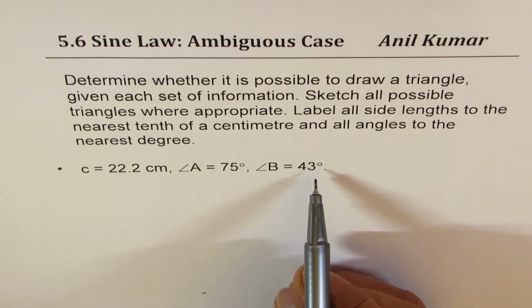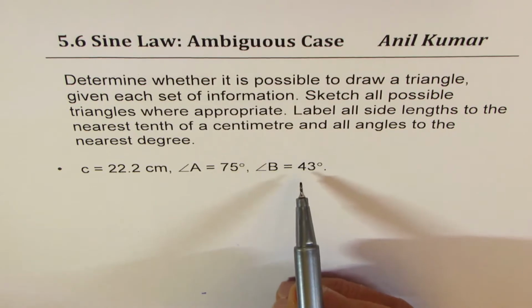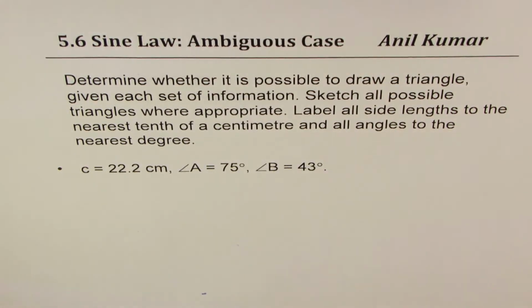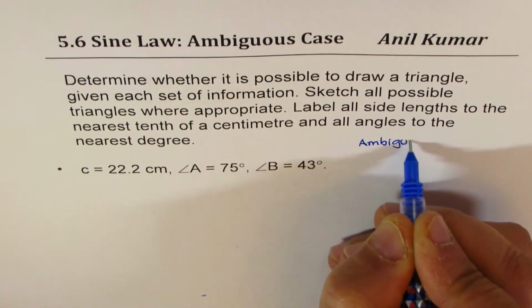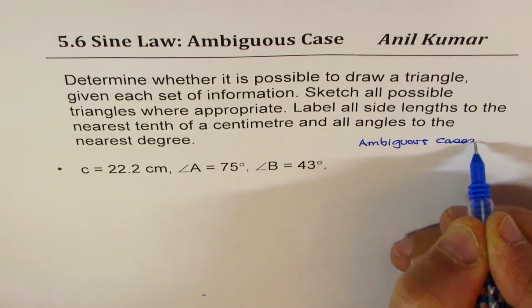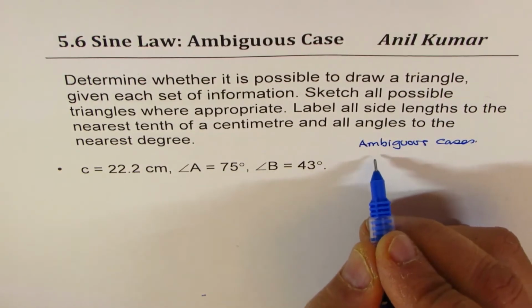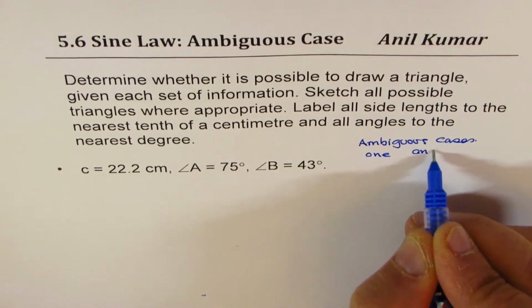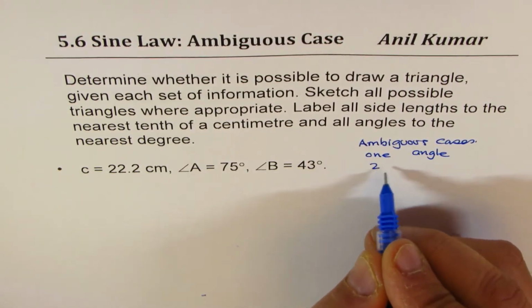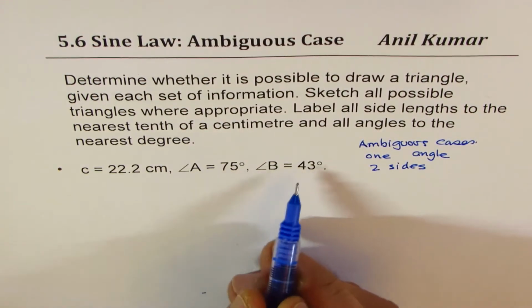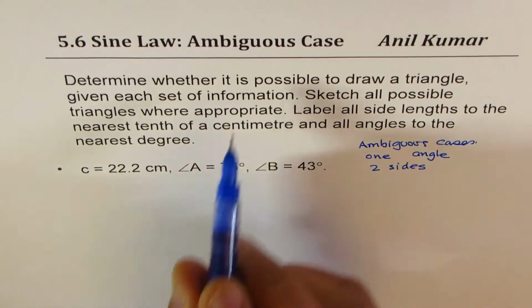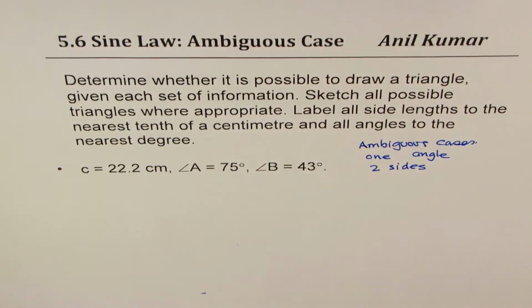Now my student's question is, how do we check if it is falling under the ambiguous case or not? So let me answer that part first. Ambiguous cases are the cases, let me write down here, where we are given one angle and two sides. Is it okay? Since here we are given two angles and a side, it does not fall under this category. So let's understand that part.